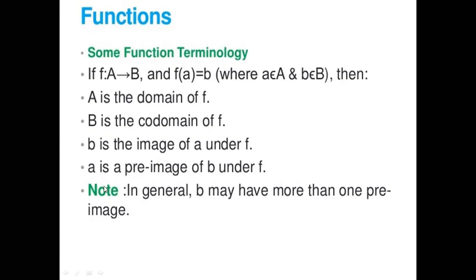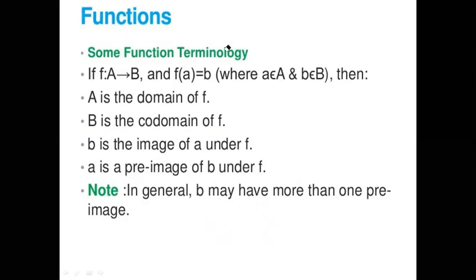Here is a note. In general, B may have more than one pre-image. That means B, an element of set B, can be in a relationship with more than one element of set A. Like this, suppose we are having values a and b and we are having value 1, so a can pair with 1 and b can also pair with 1, like this. Clear?